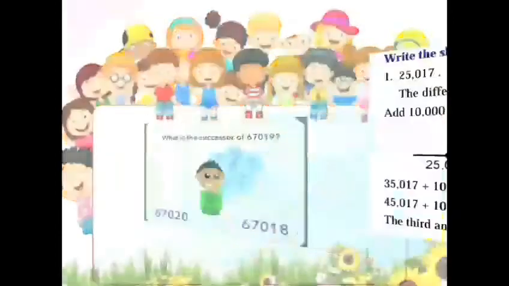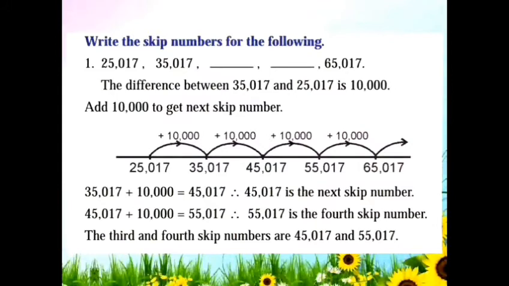The next topic is skip numbers. Children, see the example of number pattern. The first question is 2, 4, 6, dash, dash, 12. Yes, you are right. 6, after that 8, then 10, then 12. Here, from one number to another number, the difference is 2.